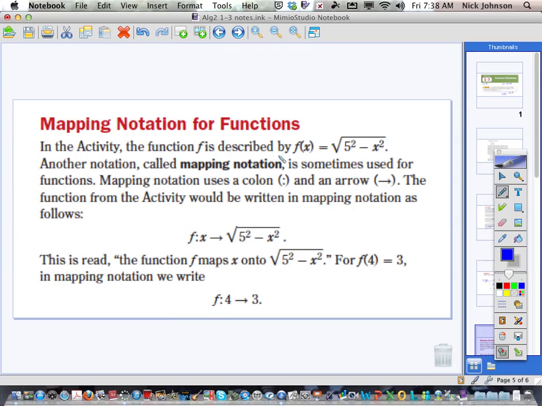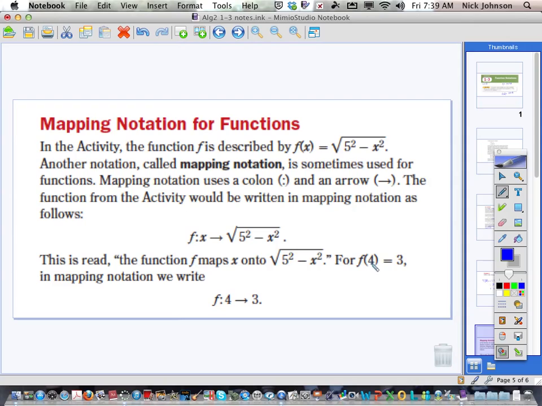In the activity, the function f is described by f of x equals the square root of 5 squared minus x squared. Another notation called mapping notation is sometimes used for functions. Mapping notation uses a colon and an arrow. The function from the activity would be written in mapping notation as follows: f colon x, so instead of parentheses, they use the colon. Instead of an equal sign, they use an arrow. Okay? This is read, the function f maps x onto the square root of 5 squared minus x squared.